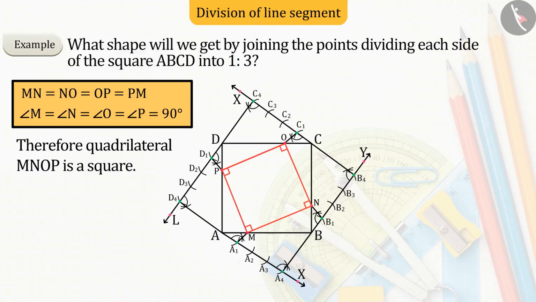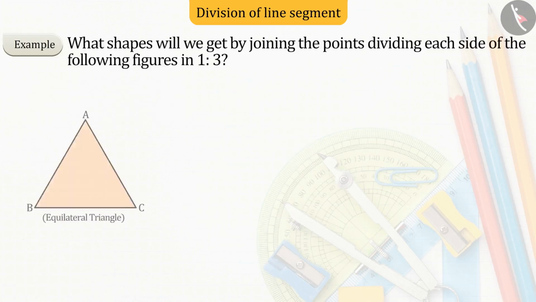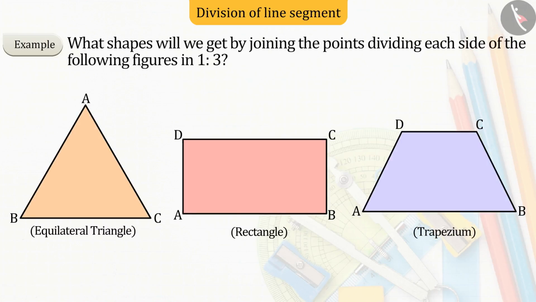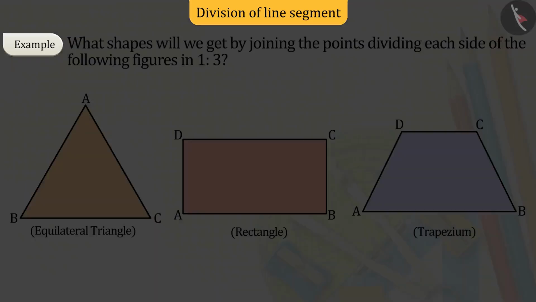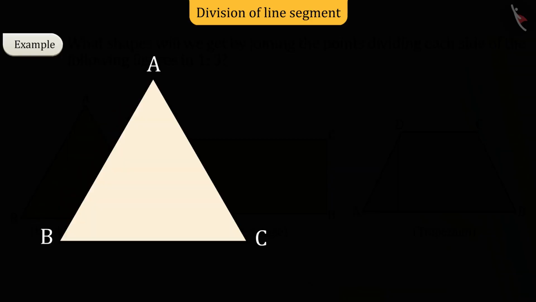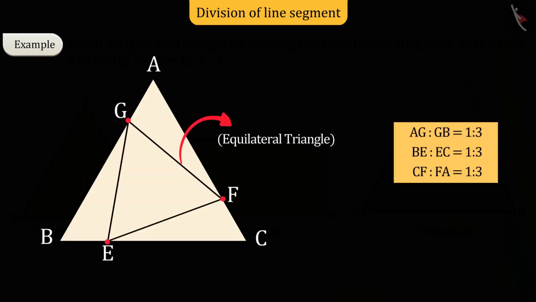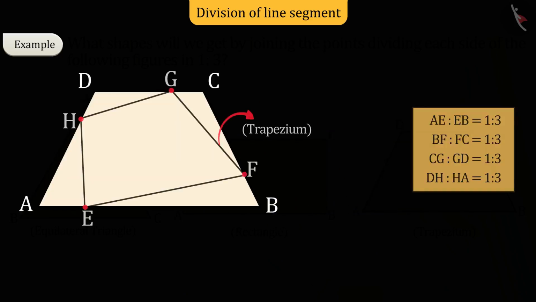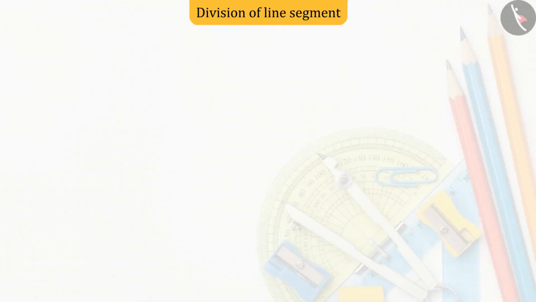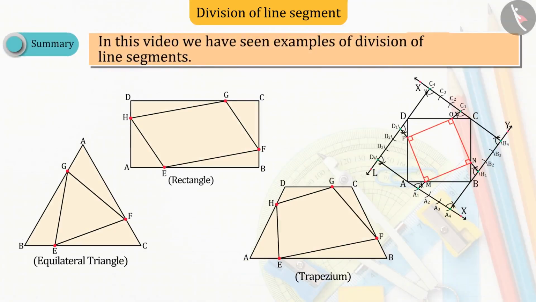So now, can you tell? In an equilateral triangle, rectangle and trapezium, when the points dividing the sides in 1:3 are connected, what shapes will we get? Pause the video and match your answer later. When we do that, we get an equilateral triangle inside an equilateral triangle, a parallelogram in a rectangle, and a trapezoid in a trapezium. Hopefully, you have now understood the division of a line segment in a given ratio perfectly.